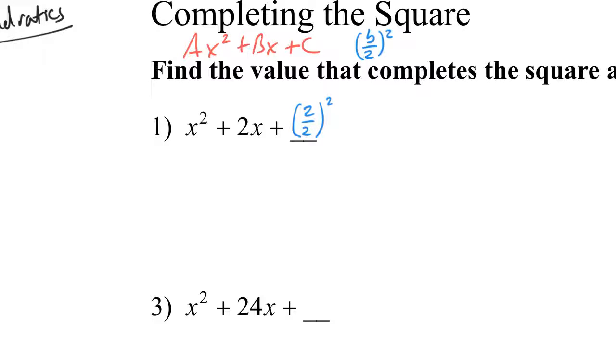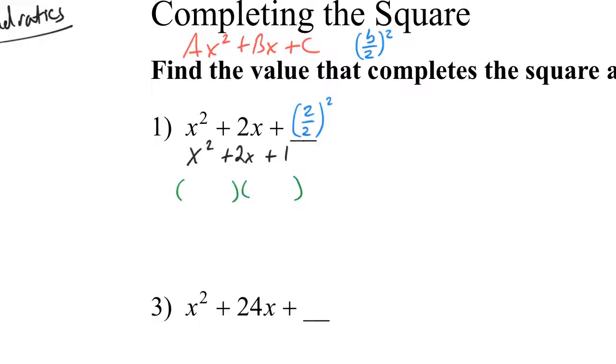Well, 2 over 2 quantity squared is what? 2 divided by 2 is 1. 1 squared is 1. And so this becomes x squared plus 2x plus 1. And now I want to factor this.